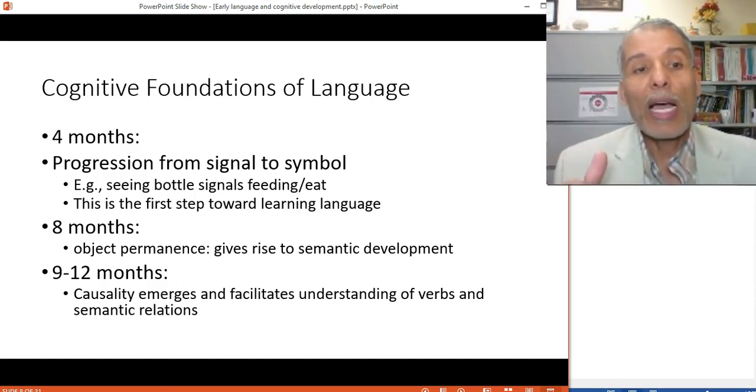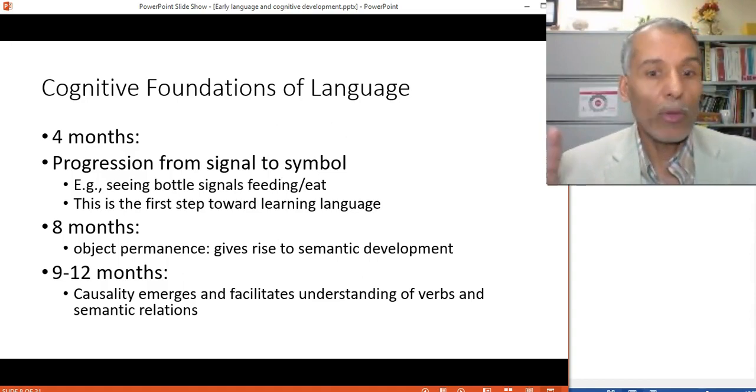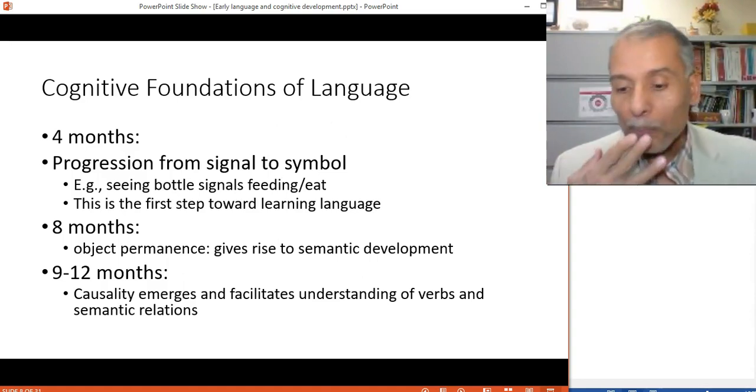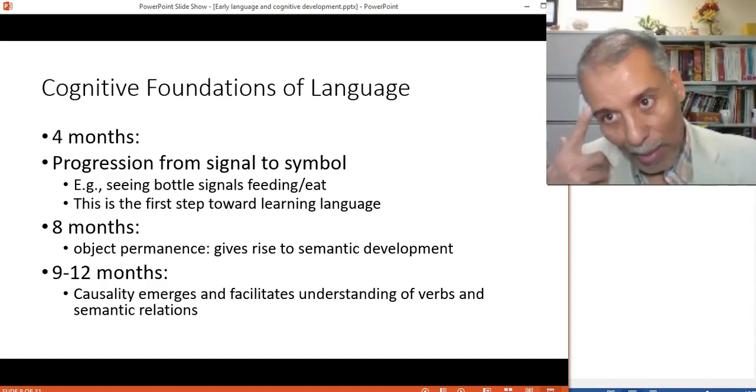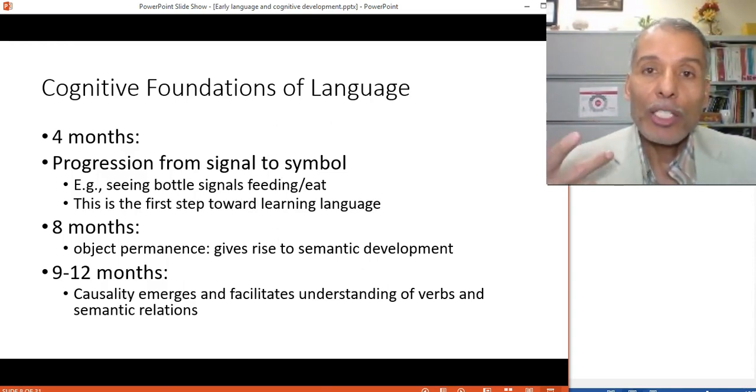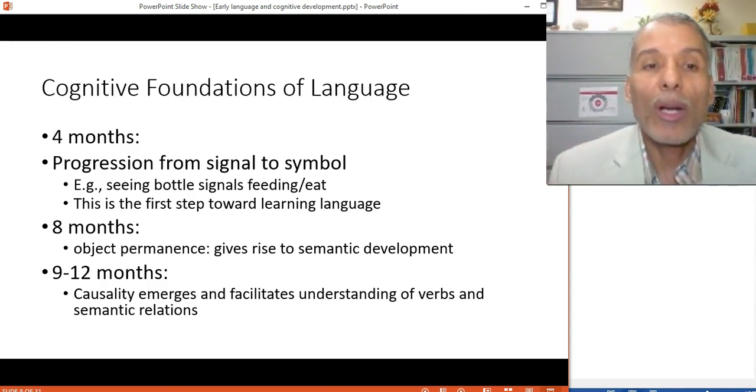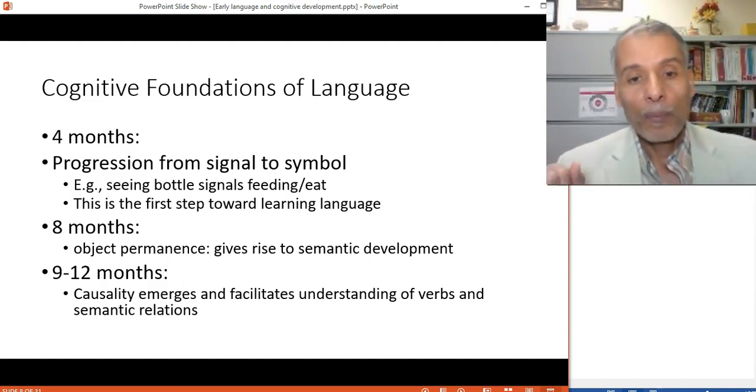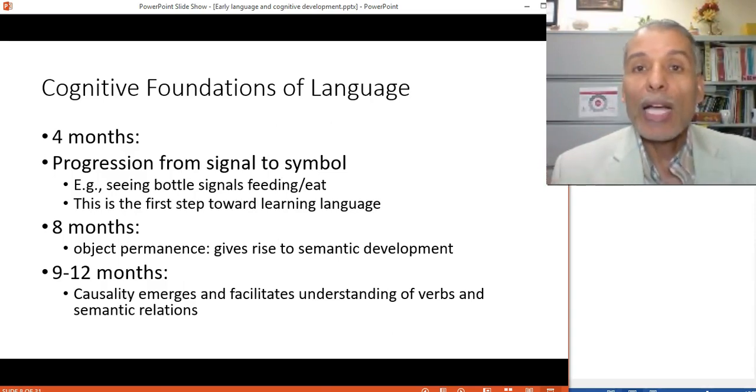They can think now. If the mother walks to the kitchen, they see in their mind, in their memory, the image. They can imagine her somewhere else outside of the here and now context. And that, of course, lays a solid foundation for semantic development.